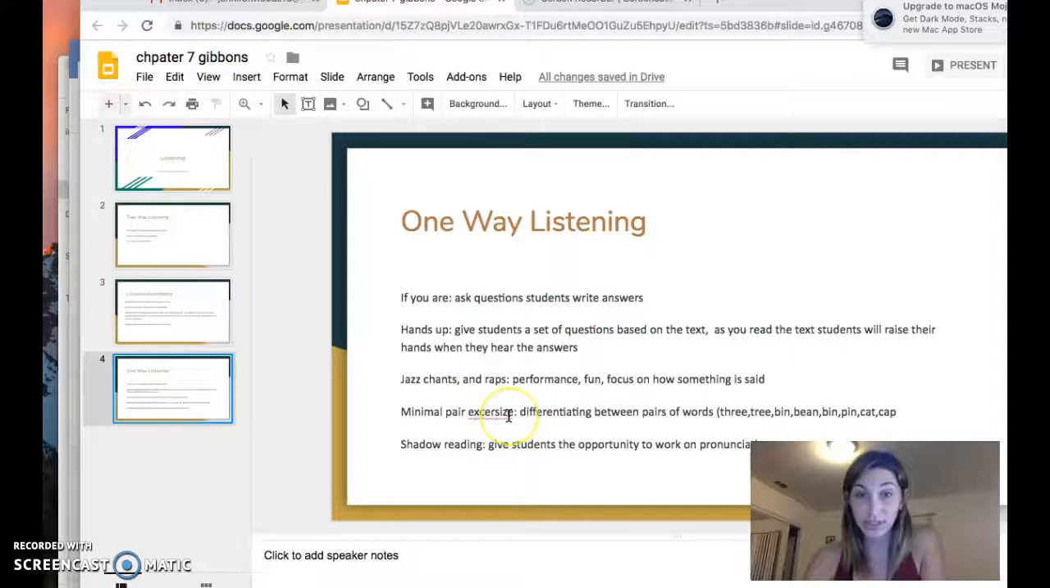And then the minimal pair exercise, which is differentiating between pairs of words. So you give the students words such as three, tree, bin, bean, bin, pin, cat, cap, all of those words, and then trying to distinguish between them or finding pairs that are similar. And then shadow reading, which gives students the opportunity to work on pronunciation. So basically, they will repeat right after you, so they can make sure they're pronouncing things correctly.